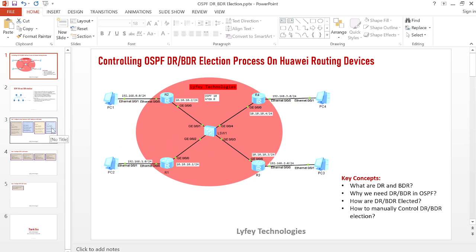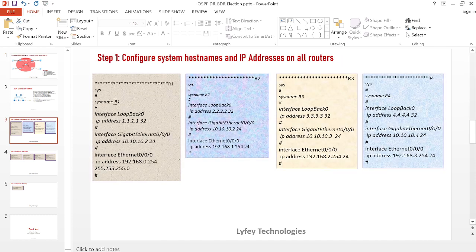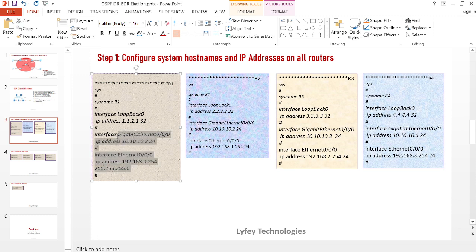For the first part of the configuration, we are configuring the system name and the interface IPs. So we have interface loopback 0. We assign the IP address based on the router number. And then we are also configuring the interconnected interfaces to the switch and to the PC. Once we have configured the interfaces on router 1, we do the same on router 2, router 3, and router 4. So we have our interfaces configured with IP addresses, both the physical interfaces and the loopback interfaces.